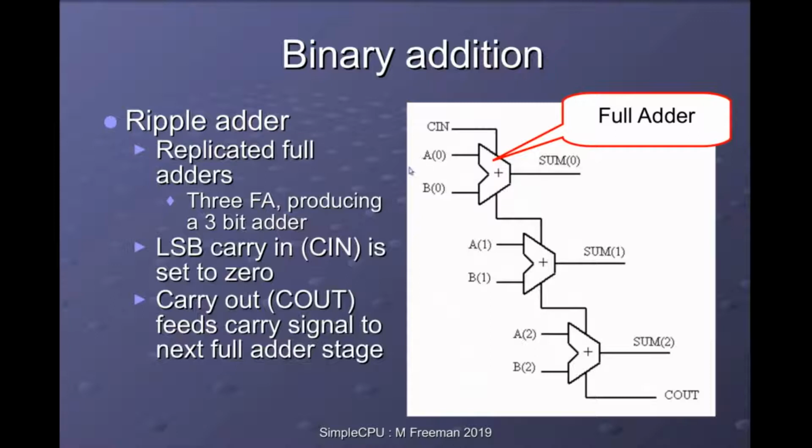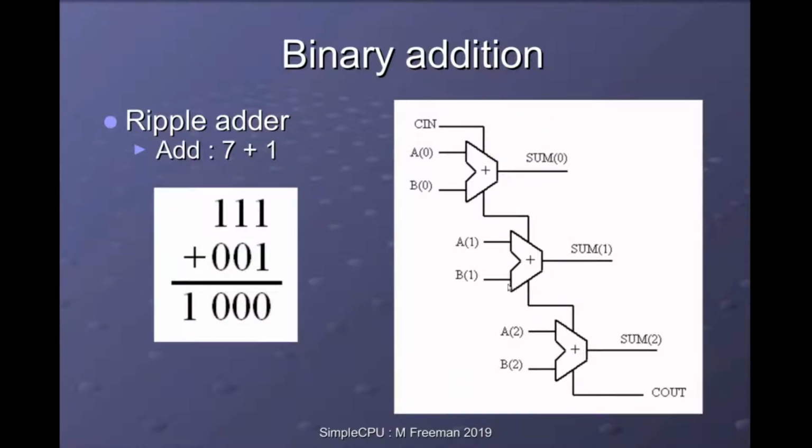So here we have 3-bit values. We've got the value A and B. You can see we've got A0, A1 and A2, and B0, B1 and B2. We have our output, which is a sum, which is again a 3-bit bus. So we've got sum 0, sum 1 and sum 2. And we've also got a carry out here. So we can see that circuit in operation now. We'll add together 2 values, 7 plus 1.